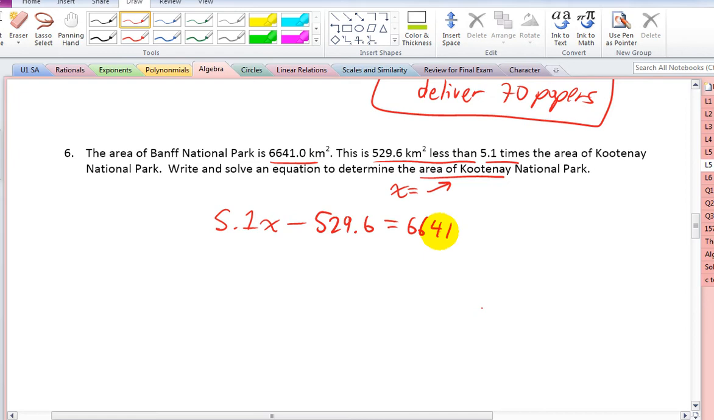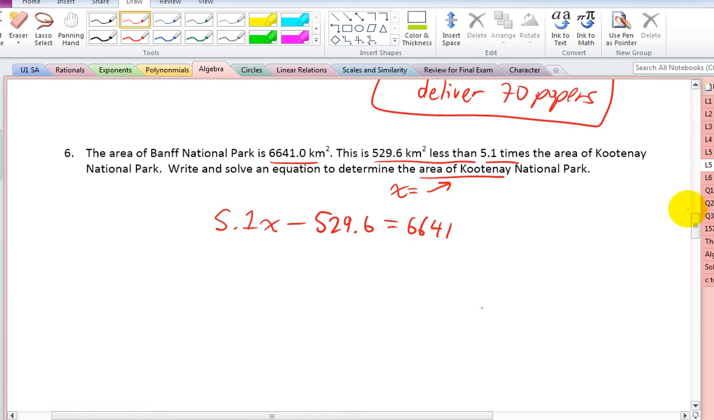So this one's a little bit different in that you have to do a multiplication and then do the less than part, which means subtract after. Okay. Let's not solve that. You guys okay with that equation? So now you just go and solve. So you move 529.6 to the other side, solve for x. Well, solve for x. Yeah, just solve for x. The equation is the hard part.